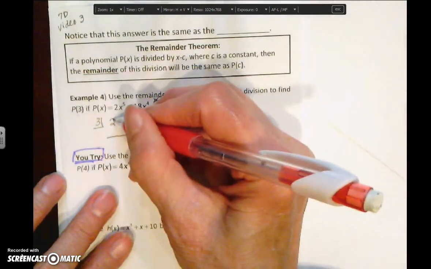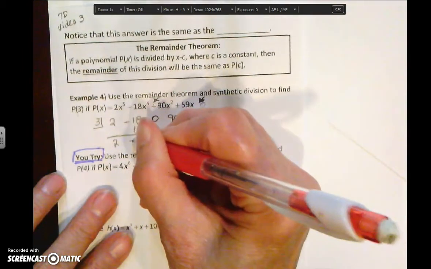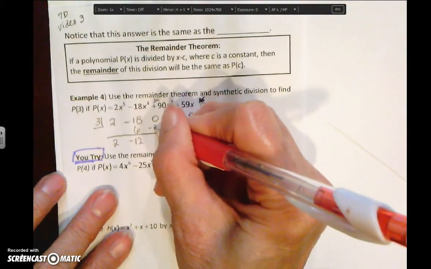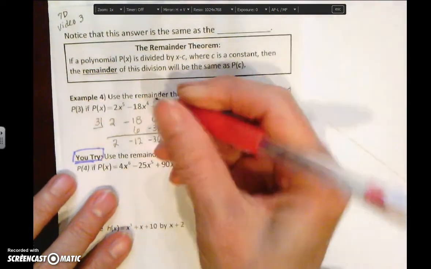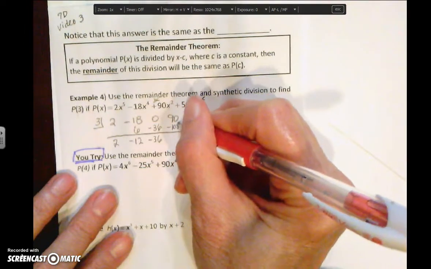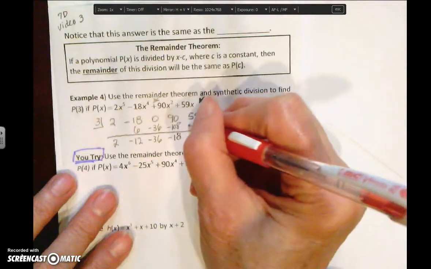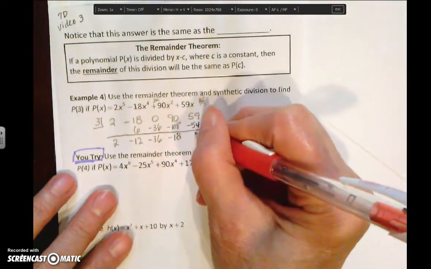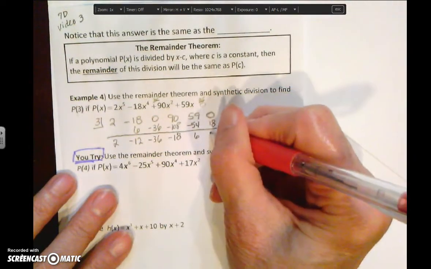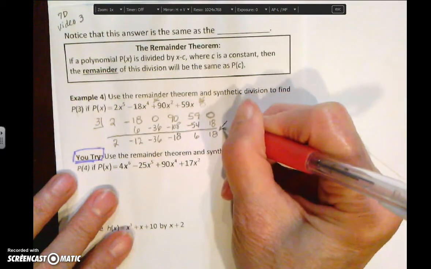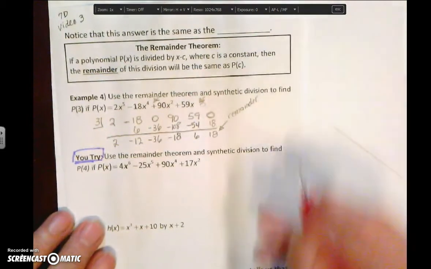Remember, I always begin by bringing down this first number. So bring down my 2, then multiply and get 6, add negative 12, multiply and get negative 36, add and get negative 36, multiply 3 times negative 36 and get negative 108, add and get negative 18, multiply and get negative 54, add and get 6, multiply and get 18, and then finally 0 plus 18 is 18. Remember that the remainder is the very last number, and you had to make sure you got that 0 in there to get that.